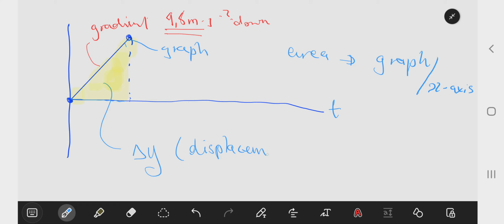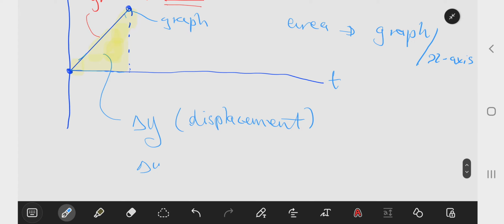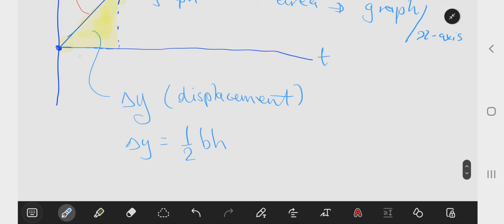So that represents your displacement. If you can see that this shape is a triangular shape, right? It means the displacement in this case would be half, which is the area of a triangle, right? Base times height. So the base would be this time axis, the length from there to there.